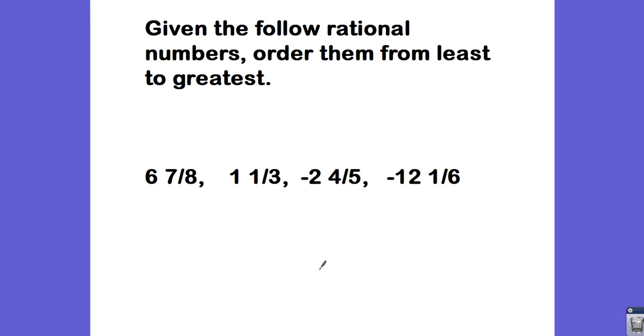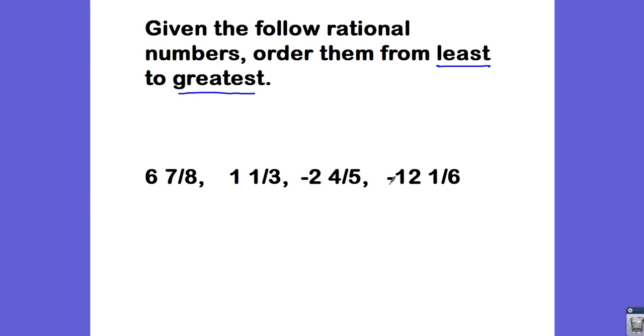Okay. So here's one more real quick, and then we'll look at just a couple others and see how we would do them, but not actually do them. It says here, given the following rational numbers, order them from least to greatest. So this one actually gives us least to greatest, little to big, or in ascending order. So this one, you'll notice each one of these is mixed numbers. 6 7/8, 1 1/3, -2 4/5, -12 1/6.